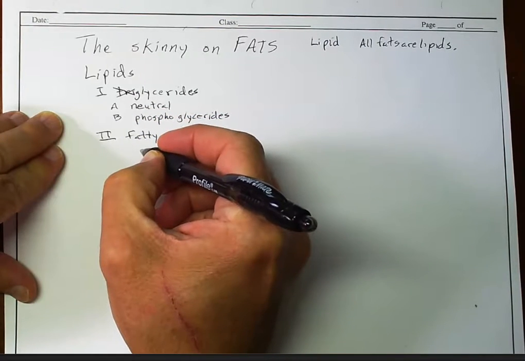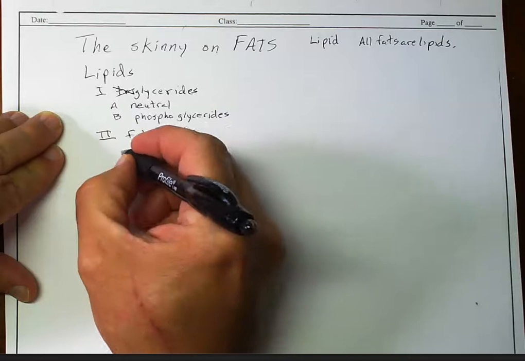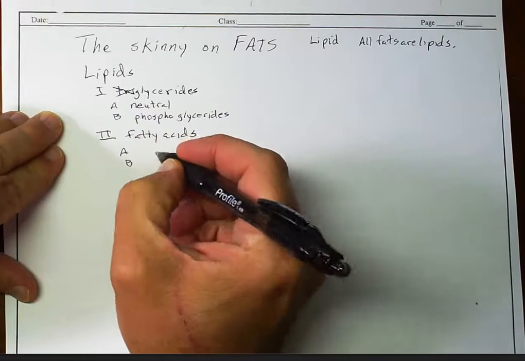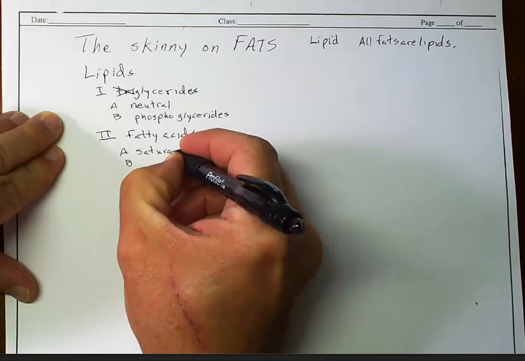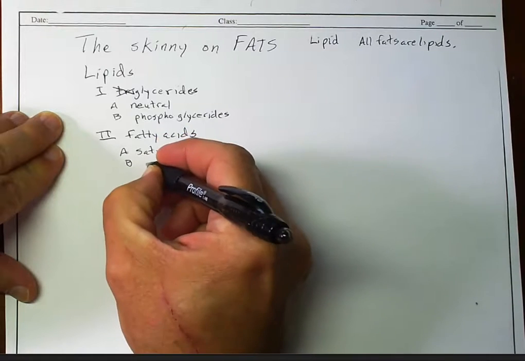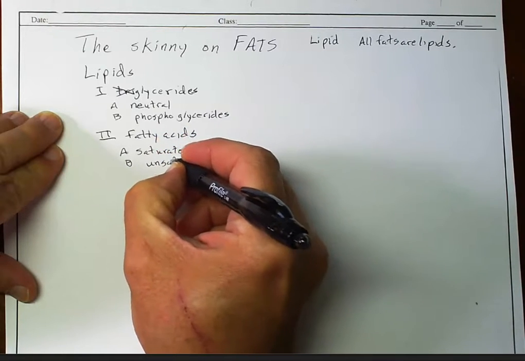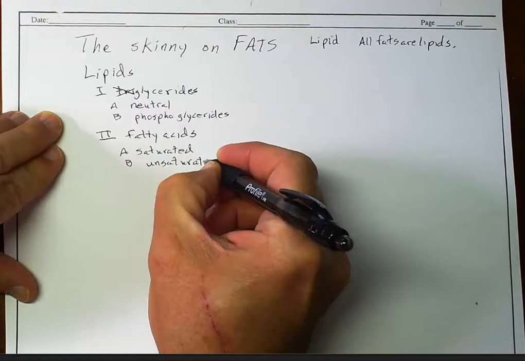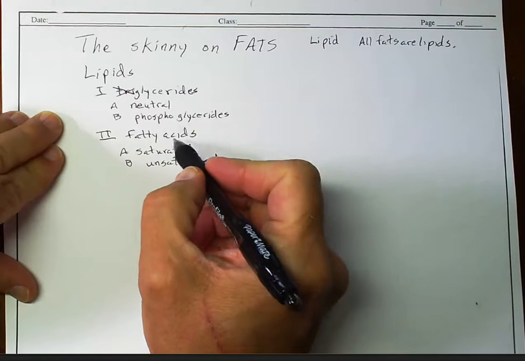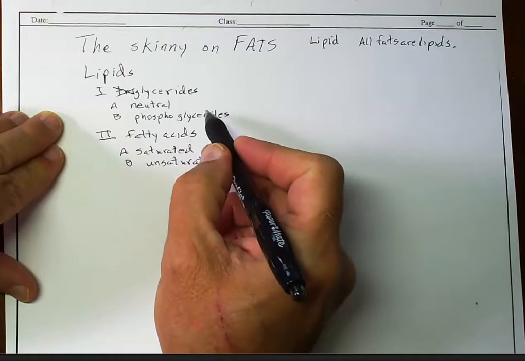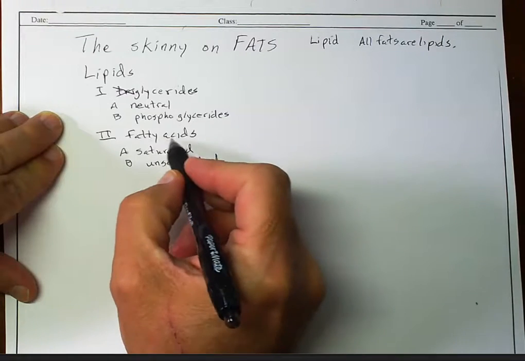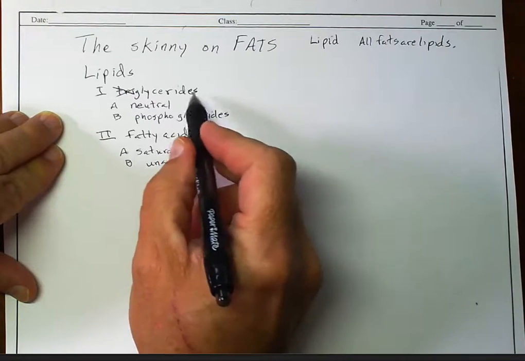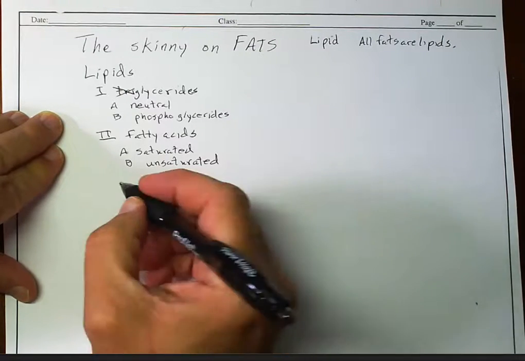Second major group of lipids are fatty acids. And fatty acids, two major categories for those, and here's a couple of those buzzwords you may have heard. Saturated and unsaturated. Now, we'll find fatty acids in the glycerides up here when we go to that. So these are small, these are part of what makes up glycerides.